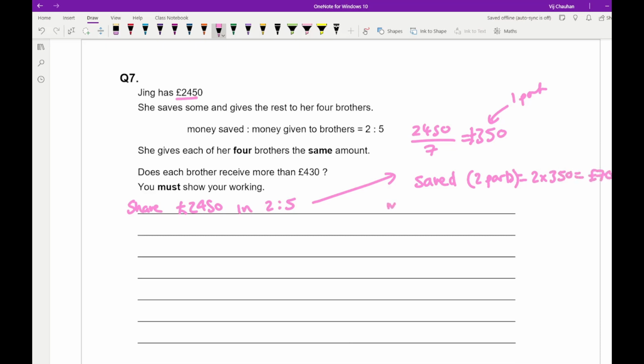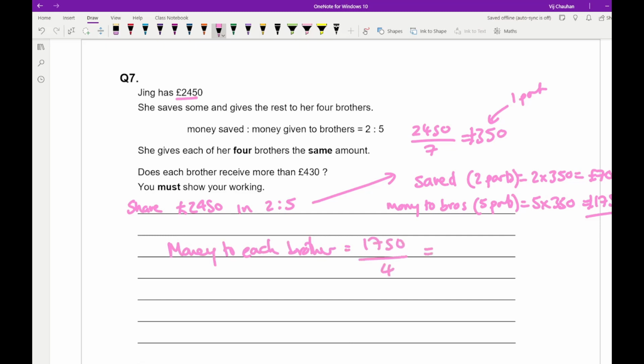And then the money to the brothers is going to equal 5 parts. So that's going to be 5 times 350, which gives me an answer of 1,750. So then what I need to work out is the money to each brother, which is going to be 1750 divided by 4.